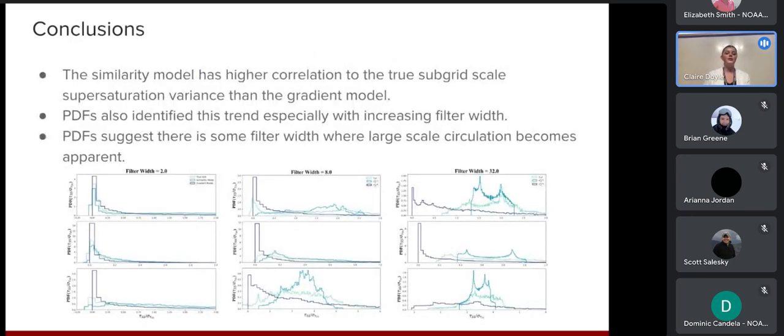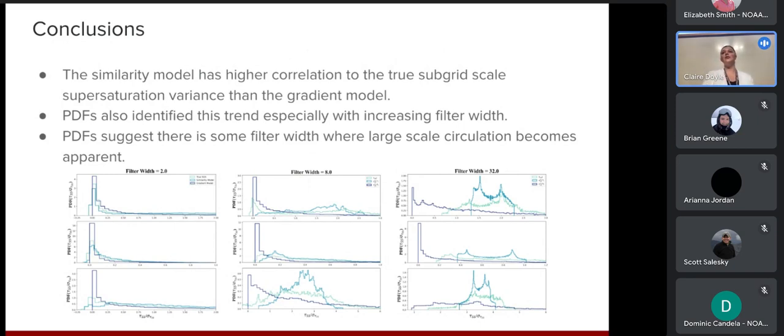So in conclusion, the similarity model appears to be a better fit for the true subgrid scale term. It had higher correlation. Those trends were also identified in the PDFs.